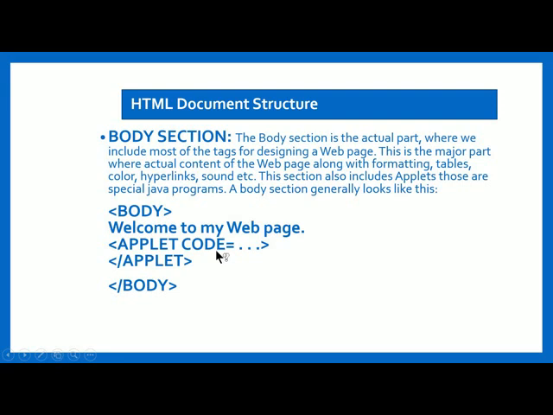Then what are attributes here? Attributes are the additional properties or characteristics to make a particular web page more effective. Then the body tag will be closed or ended with the same name, prefixed with the slash symbol.